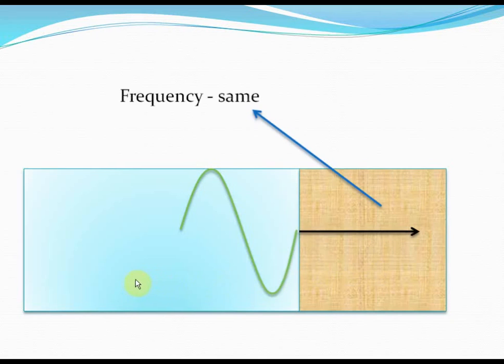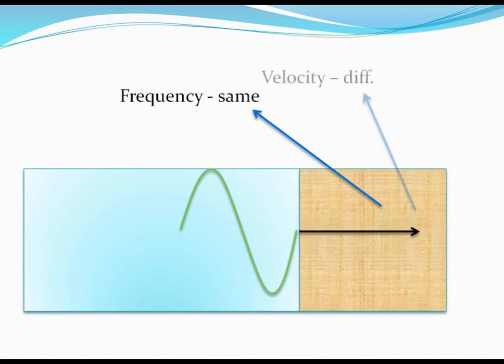What will happen to the frequency of the wave? The frequency of the wave will still remain the same. Any guesses why this will be so? As I had said earlier, the frequency of the wave depends only on the source that is producing the wave. It does not matter what medium the wave is traveling in.